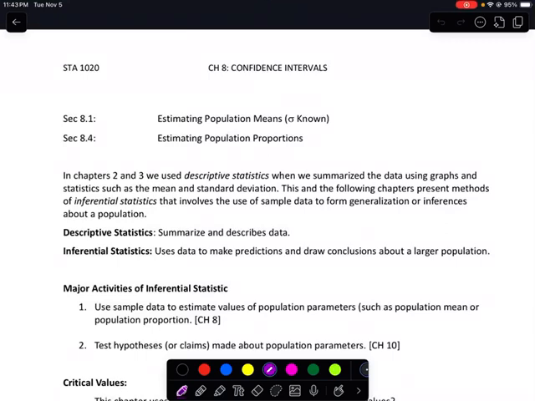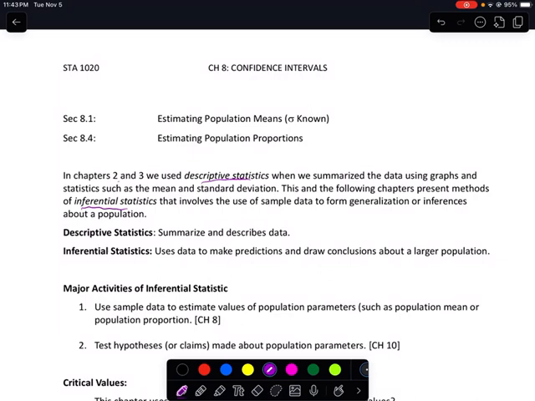Welcome back. We are now looking at chapter 8. In this chapter we will only cover section 8.1 and 8.4, and from this chapter we are going to start something called inferential statistics. In chapters 2 and 3 we used descriptive statistics when we summarized the data using graphs and statistics such as the mean and the standard deviation.